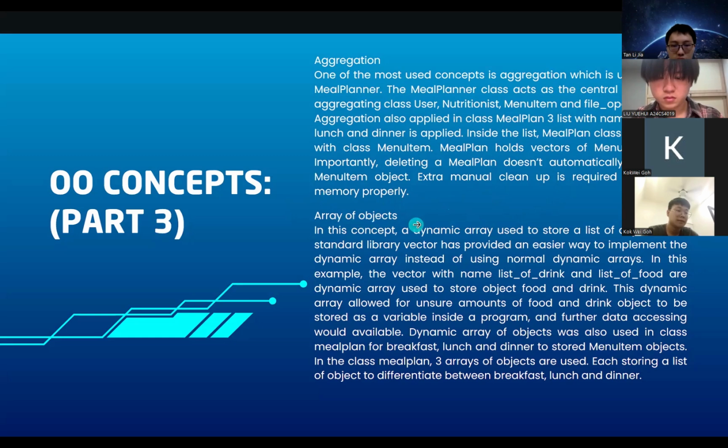And the last concept we use is the array of objects. The main array we use is a dynamic array that stores a list of objects. For example, in the class plan, we have 3 dynamic arrays with the names breakfast, lunch, and dinner, to store a list of objects of menu item.